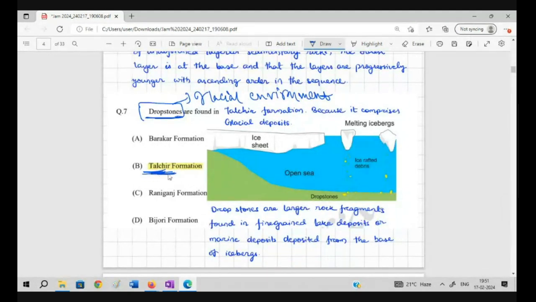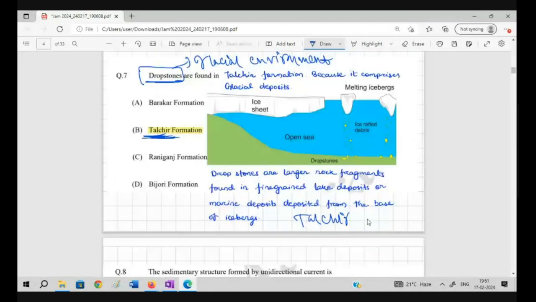Because within the Talcher formation, we find Talcher tillites. The Talcher tillites are indicative of a glacial environment. And as you know, tillites are always found in glacial condition. That's why it is concluded that the Talcher formation was formed in glacial environment.